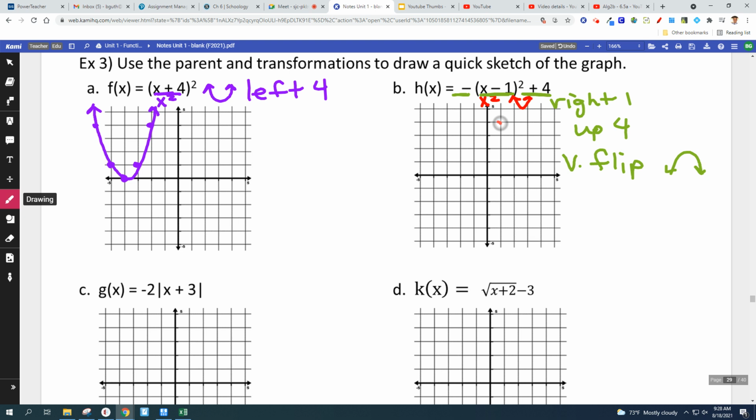So I go right 1, up 4, vertical flip. Right 1 and up 4. Vertical flip just means my 1, 3, 5 pattern is now going down. Down 1, 1, 2, 3, down 3, 1, 2, 3, 4, 5. That's my parabola shape.